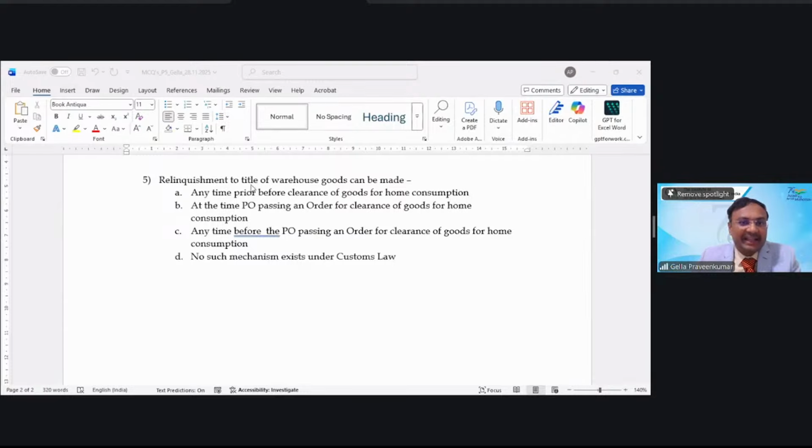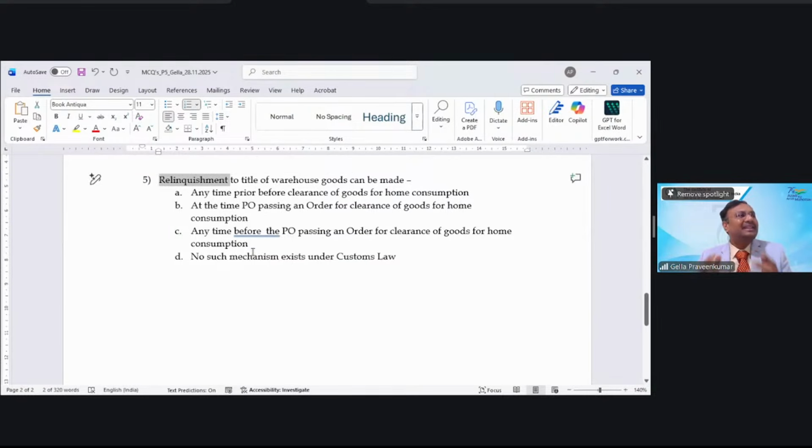Relinquishment of title to warehoused goods can be made. Now, there is a concept called relinquishment. Why is there relinquishment? Who wants relinquishment? What is the logic behind it? This is where I give away the title to the goods.